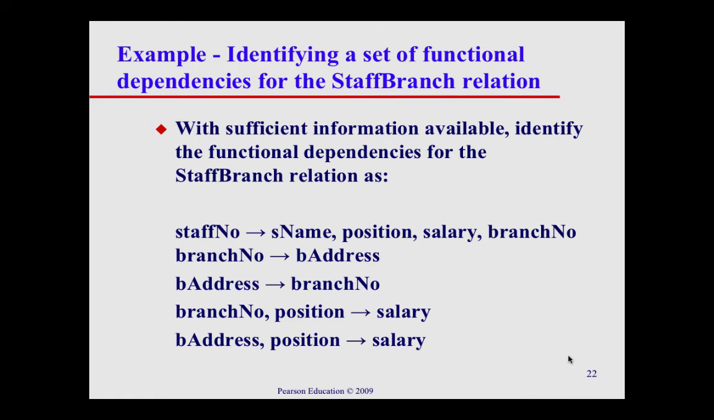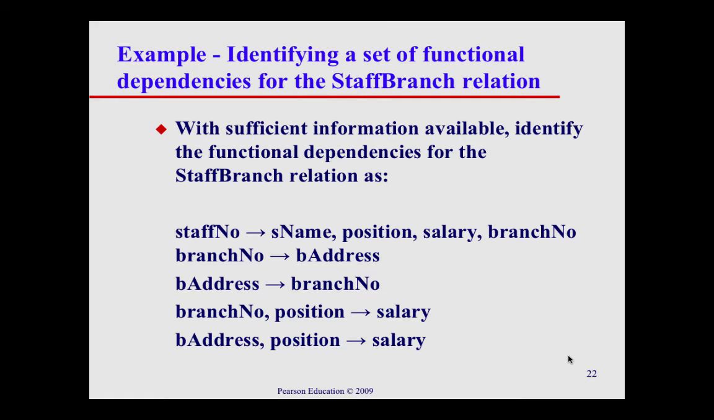So if we do that, we can probably set up this set of dependencies. A staff number determines someone's name, position, salary, and branch. The branch number determines their branch address. Now there are some other ones there. Probably the branch address uniquely determines your branch number. Seems pretty reasonable. And I just told you that everyone at the same branch with the same position makes the same salary. So that's saying that the branch number and position determine a salary, and that the branch address and a position determine a salary.